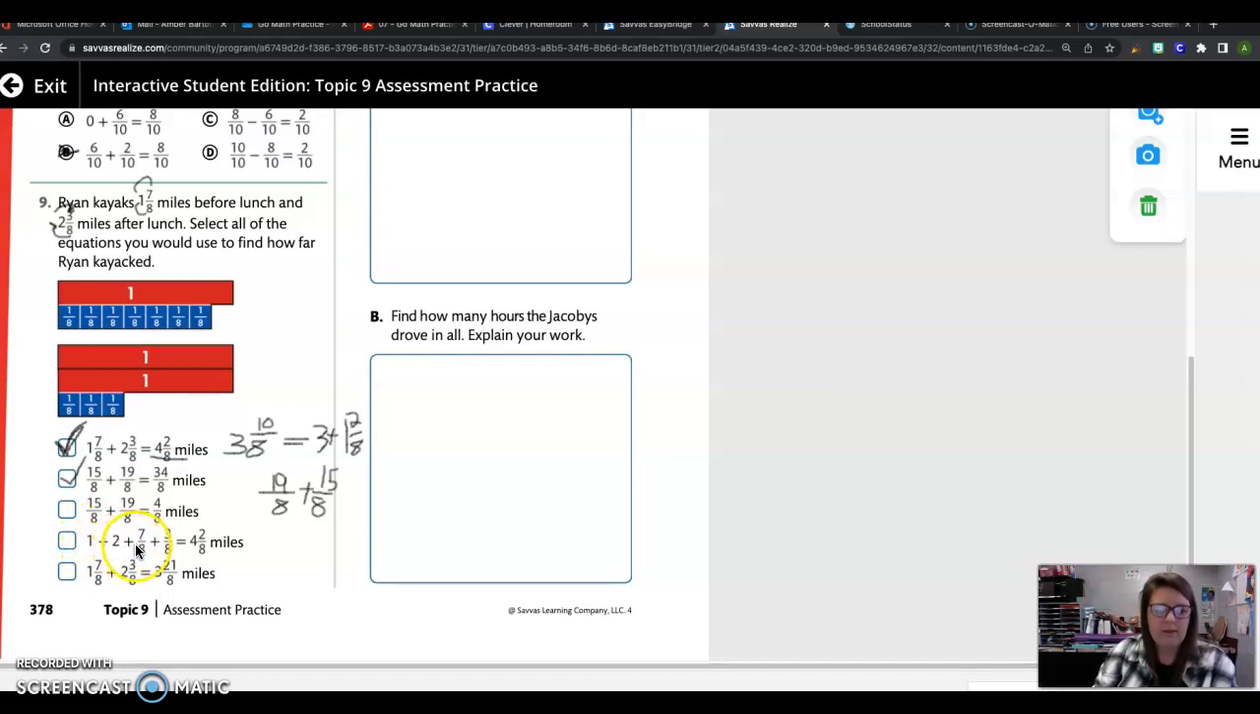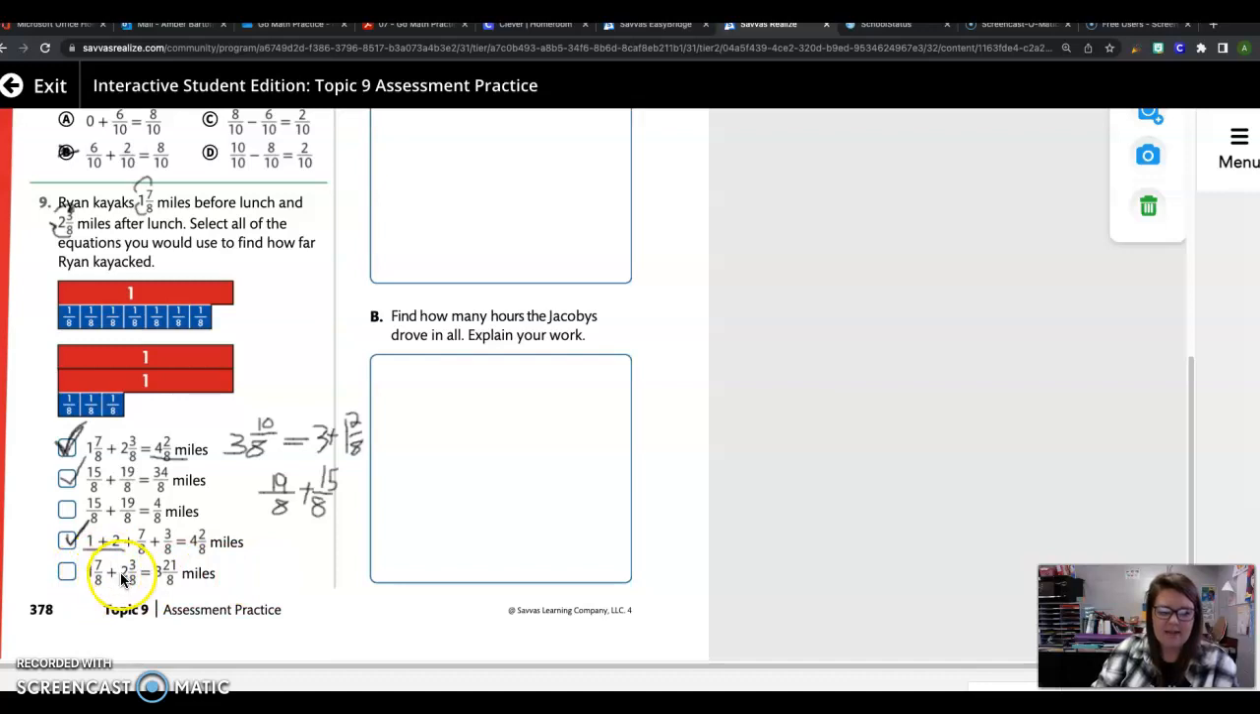1 plus 2 plus 7/8 plus 3/8 equals 4 2/8 miles. Is this correct? Yeah, this is an option. Remember, whenever we're adding together mixed numbers, we start with adding the whole number. That's all they did here. They started with adding the whole numbers, and then they added the fractions. Okay? Now, let's look here at this last option.